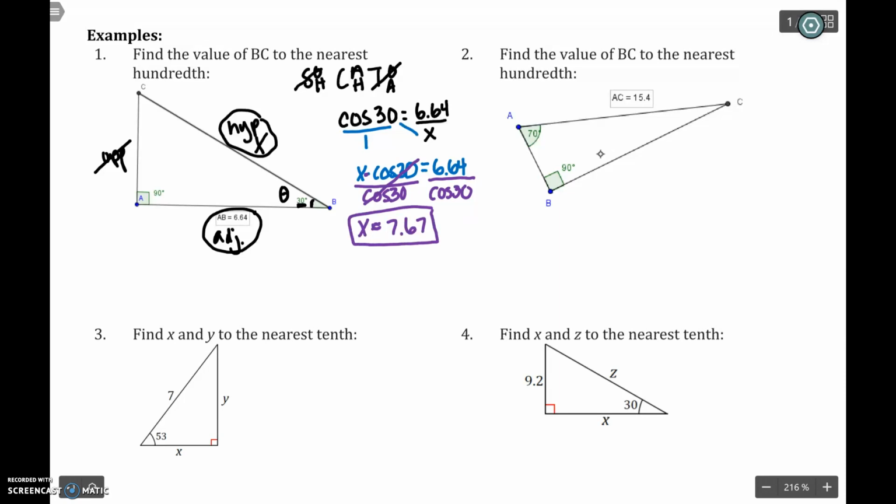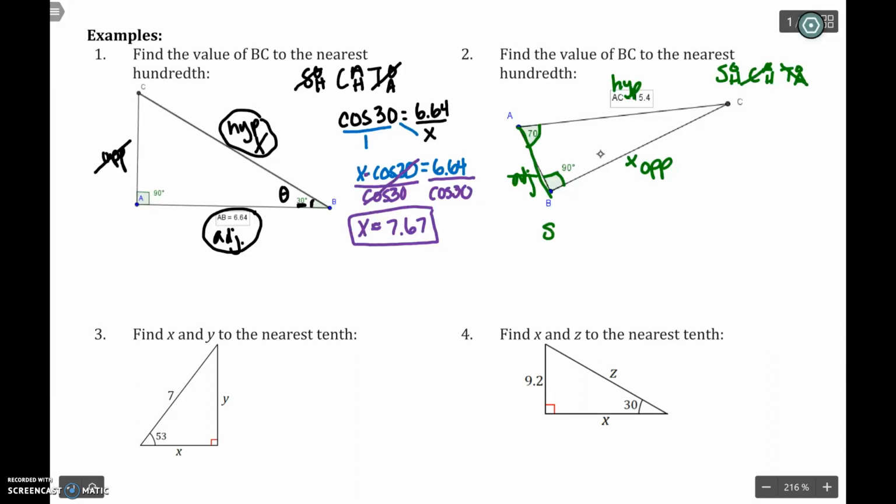All right, similarly, on number 2, we are looking for BC, so I'm going to put an X there. This time the angle is a 70, it's here. Across from it would be the X, so that's my opposite. Across from the 90 is the hypotenuse. And next to both of them would be the adjacent. And this one is blank this time. So we are not going to use any of the trigonometry ratios that involve A, or for the adjacent. So that means we can't use tangent and we can't use cosine. We have to use sine.